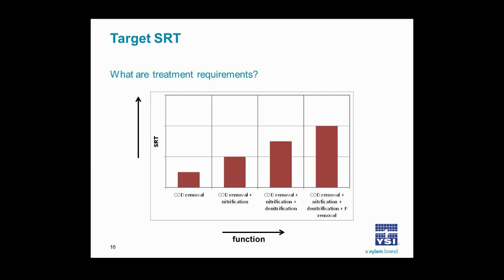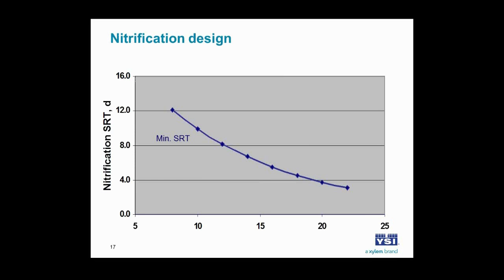So let me offer an example of nitrification design. This chart here shows nitrification SRT versus temperature on the horizontal axis. And the line there is a plot of an equation that defines that relationship, so that the minimum SRT for your system depends on temperature. For instance, between 20 and 12 degrees C, which might be typical wastewater temperatures.